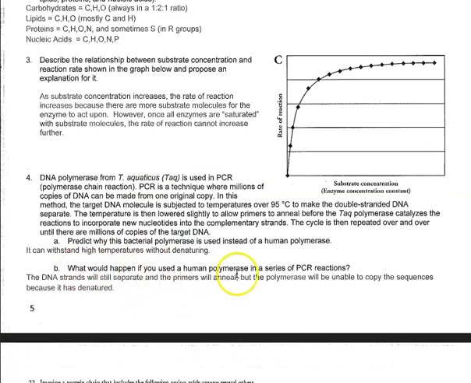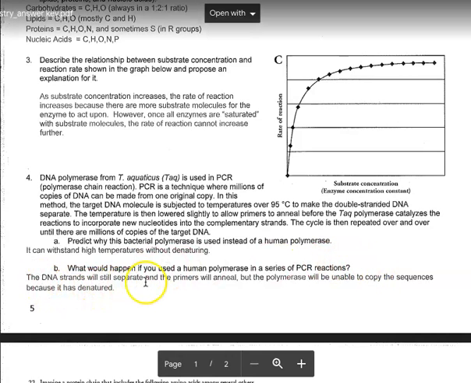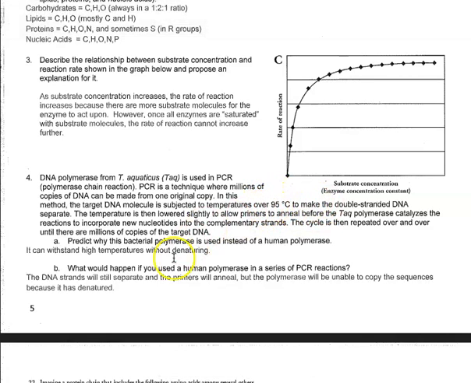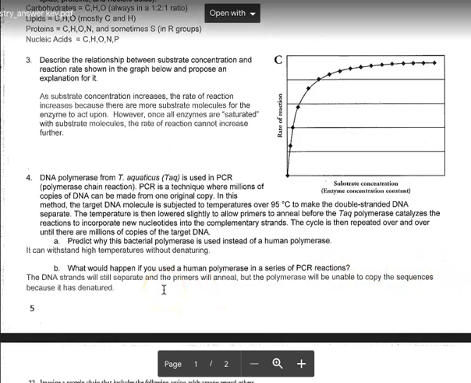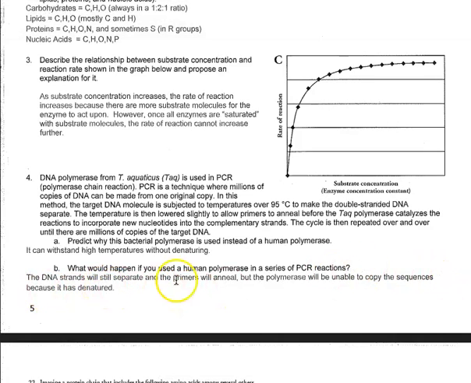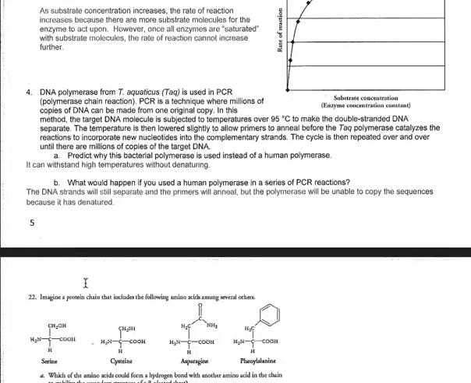What would happen if you used a human polymerase in a series of PCR reactions? The DNA strands will separate because of the 95 degrees Celsius, and the primers could anneal, they could bond, because you're decreasing the temperature at the time that the primers bond. But the polymerase is not going to be able to copy the sequences, because the minute that the temperature rose to 95, our DNA polymerase would have become denatured.